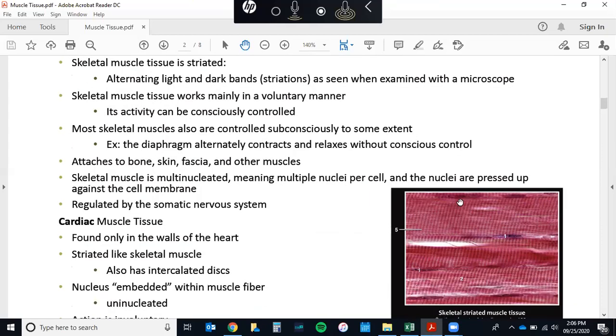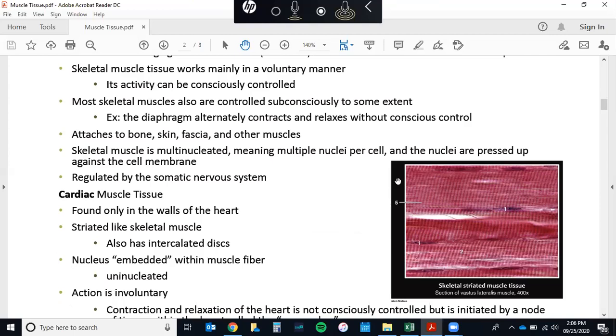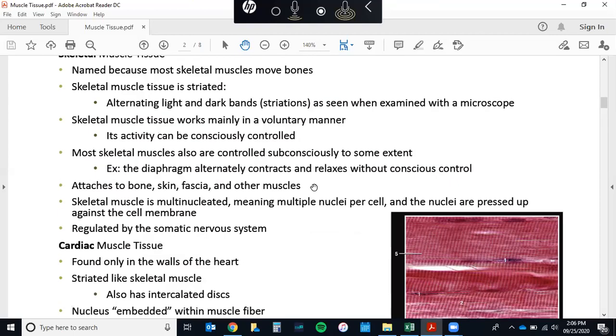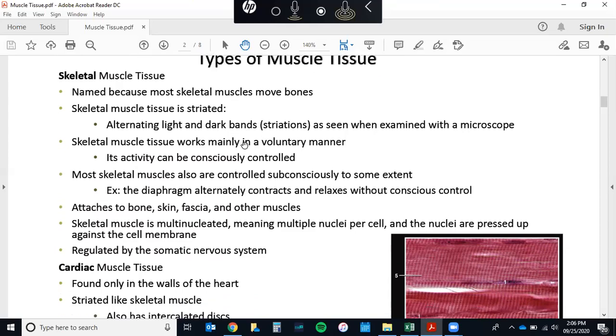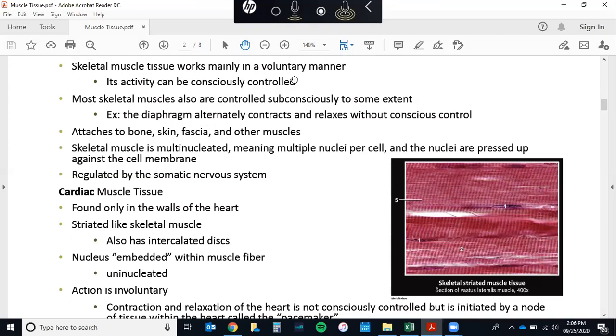If you look hard enough in this picture of muscle tissue zoomed in 400 times, you see it kind of looks blurry because of what we call striations: light and dark bands all the way across. Striations are a fancy way to describe these bands that you see when you look at skeletal muscle under a microscope. A key feature of skeletal muscle is that it works mainly in a voluntary manner, which means that we consciously, purposely control it.